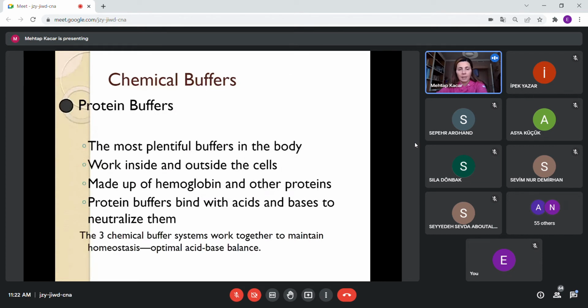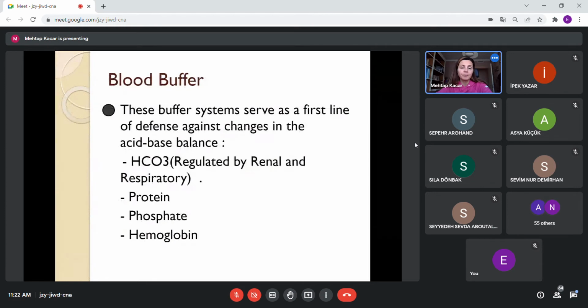The other one, the protein buffer system, is the most plentiful buffer in the body because proteins work inside and outside of cells, and we have many proteins in our body. As you know, hemoglobin is the most important blood protein because all our erythrocytes are full of hemoglobin, and hemoglobin is a very important protein buffer system. And other proteins, of course. Protein buffers bind with acids and bases to neutralize both of them. And the three chemical buffer systems work together to maintain optimal acid-base balance.